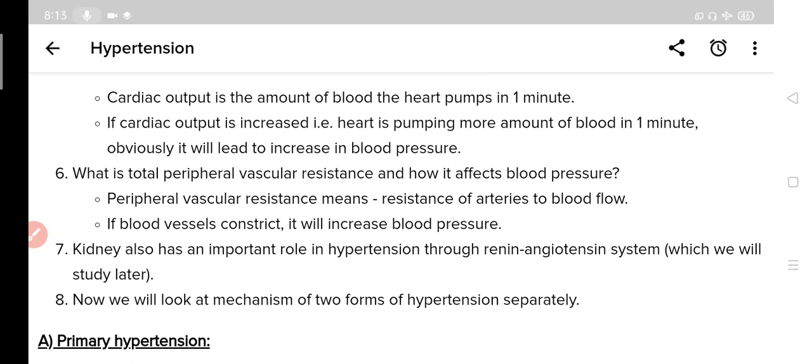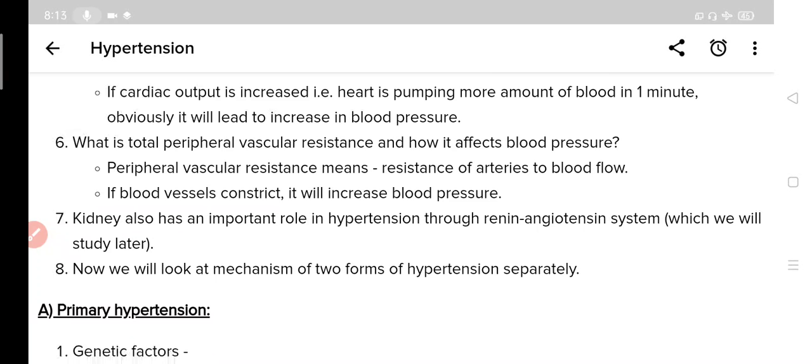Now, in addition to these two mechanisms, there is a third mechanism which has a very important role in hypertension. That is the kidney. The kidney has an important role in hypertension through the renin-angiotensin system. What is this renin-angiotensin system? We will look at it later. Basically, the kidney has an important role not in primary but in secondary hypertension, because in that case we know the cause of hypertension, that is the kidney, so it is responsible for secondary hypertension. Now we will look at the mechanisms of the two forms of hypertension separately, that is primary and secondary hypertension.